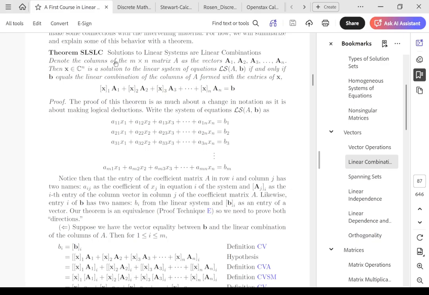Denote the columns of the m by n matrix A as the vectors A1, A2, A3, up to An. Then x, an element of C to the n, is a solution to the linear system LS(A, b) with constant vector b, if and only if, again, that strong relationship, almost like a definition of what it means to be a solution, b equals the linear combination of the columns of A formed with the entries of x.